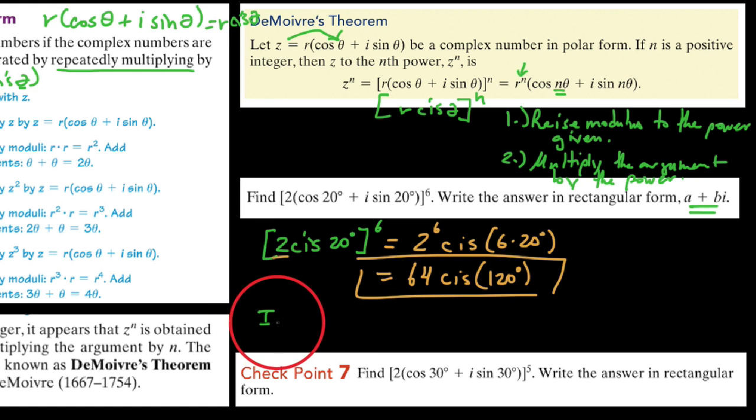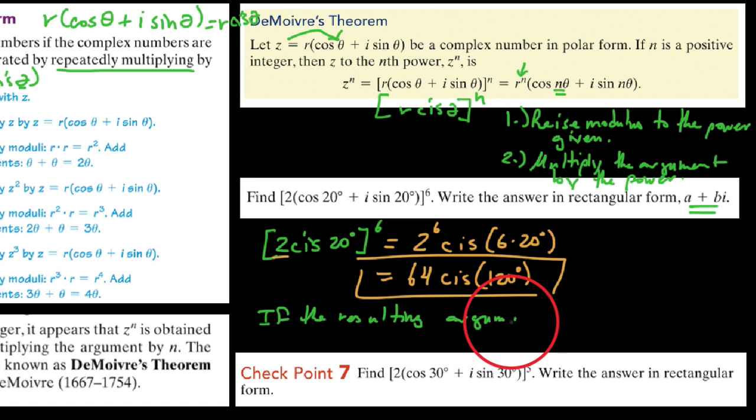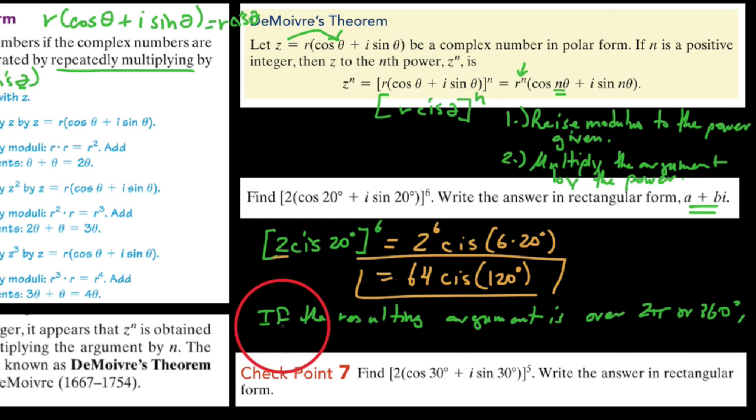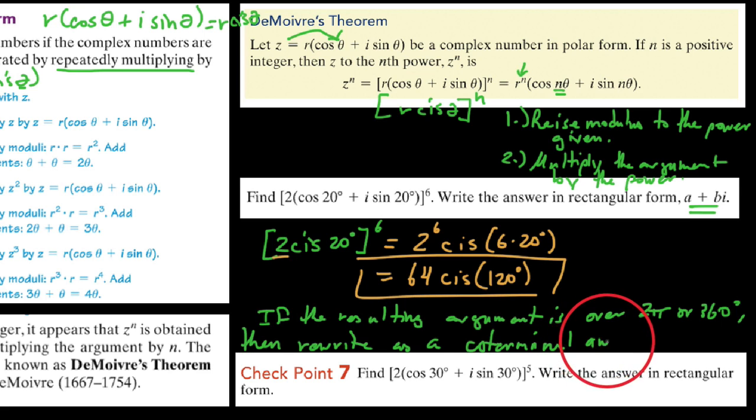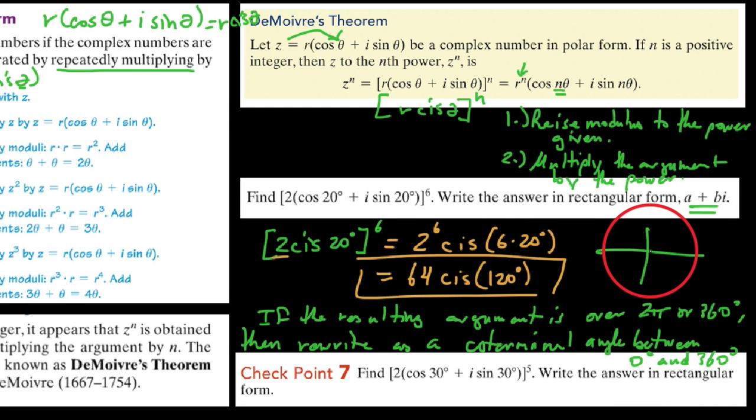If the resulting argument is over 2 pi or 360 degrees, then rewrite as a coterminal angle between 0 and 2 pi. That is between 0 degrees and 360 degrees. And so essentially we say that all direction angles should be some answer between 0 and 360. That is to say that if we would have gotten a 420 degree angle, that would have been 360 degrees plus another 60 here, then really we would have said, let's just call this 60 degrees because it gets us to the same spot.